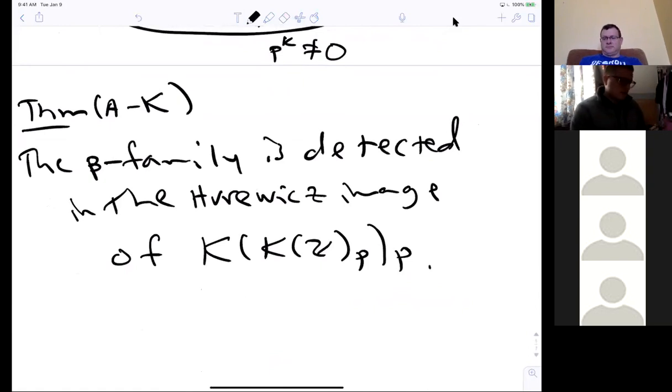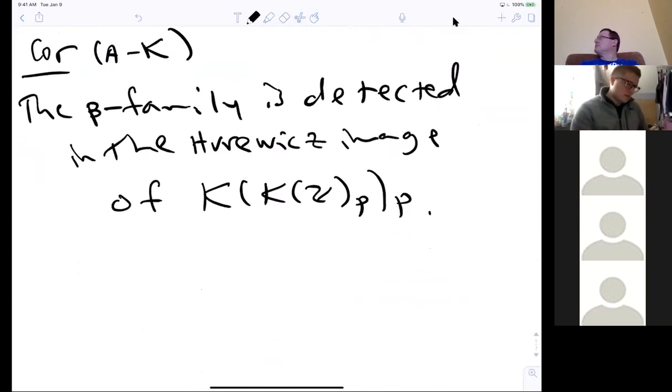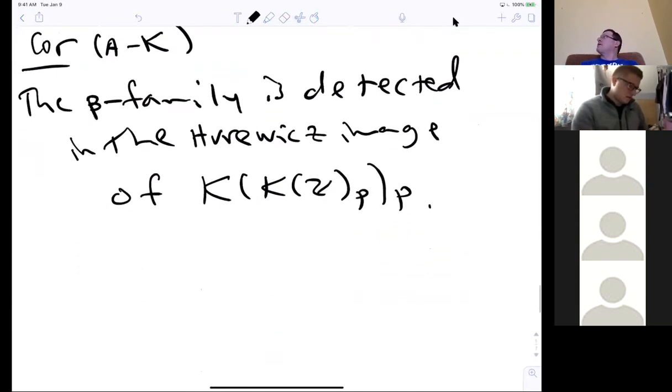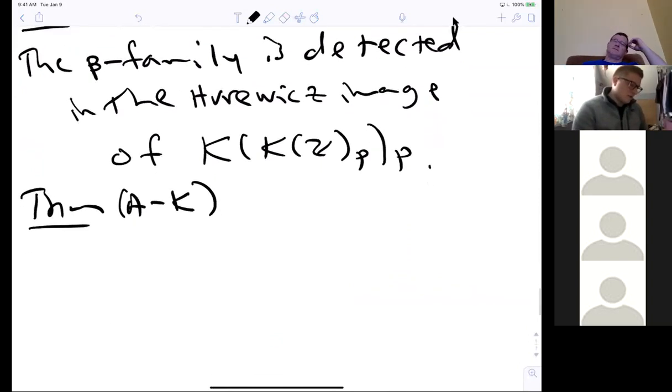Yeah, so first of all, I should say that I said it as a theorem, but really it's a corollary of another theorem. So let me state the theorem, and that will kind of lead into the method of proof.